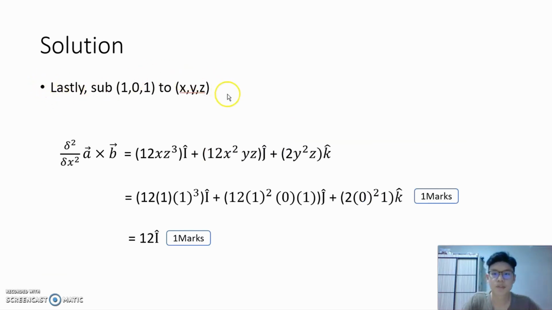And lastly, we substitute (1, 0, 1) into x, y, z. Using the result of the second partial differentiation relative to x, we get 12 times 1 times 1 for i, and 12 times 1 times 0 times 1, which is 0, for j, and 2 times 0 times 1 is 0 for k. So the answer will be 12i.